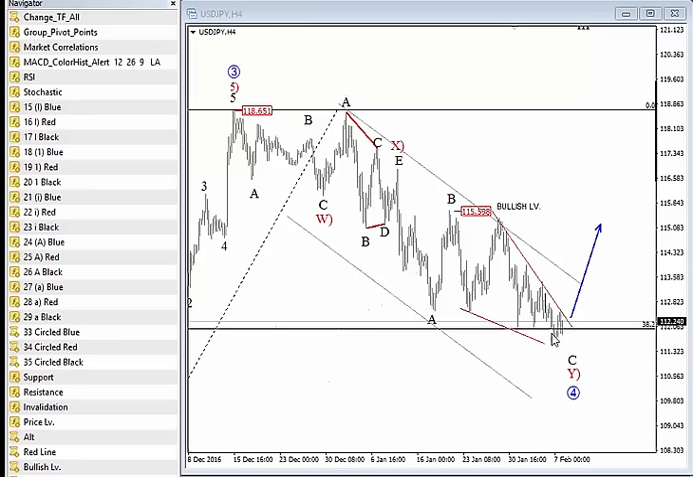Normally when an ending diagonal is really finished, you will see a reversal of the price back to the starting point of the ending diagonal. That's normally the minimum expectation, and this was here, the 115.60 level. So there is strong or big upside potential if we see this breakout.